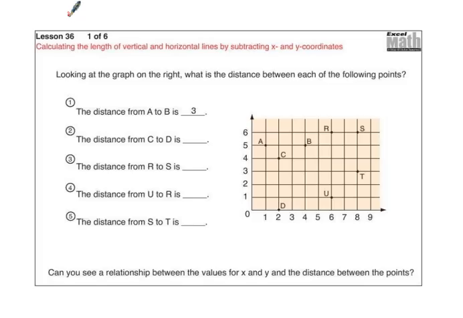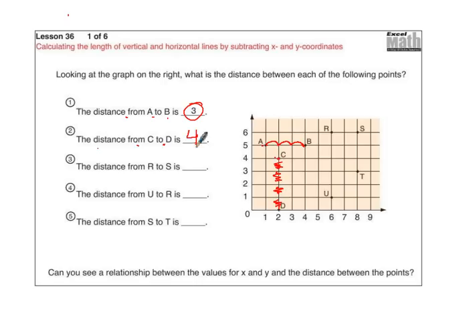Looking at the graph on the right, what is the distance between each of the following points? What is the distance from A to B? Here's A, here's B. 1, 2, 3. The distance is 3. It's 3 units or 3 steps away. The distance from C to D. Here's C, here's D. How far away is that? 1, 2, 3, 4. Everybody write 4 on your paper.